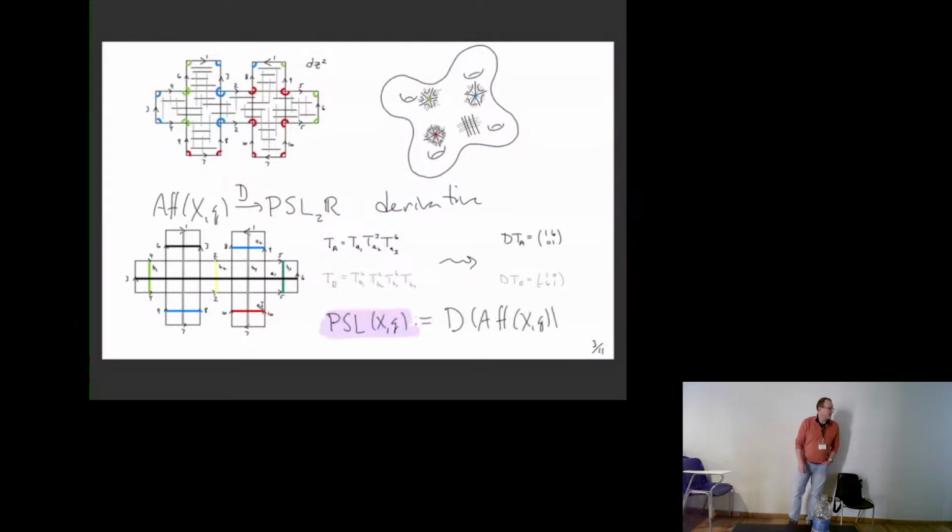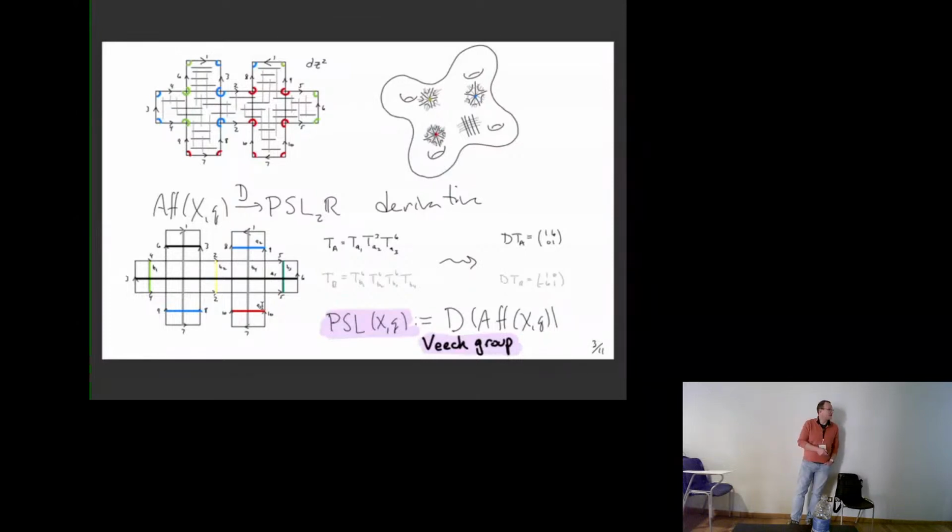Okay, so I'm going to write PSL(X,q) for the image of the derivative of the affine group. And this is what's often called the Veech group of the quadratic differential or the Teichmuller disk. Actually, maybe this is now what we're calling Veech groups these days. I think when I first started thinking about this, people only called it a Veech group if this group is a lattice. Okay, so if the PSL(X,q) is actually a lattice in PSL2R. In this case, it turns out that it is a lattice.